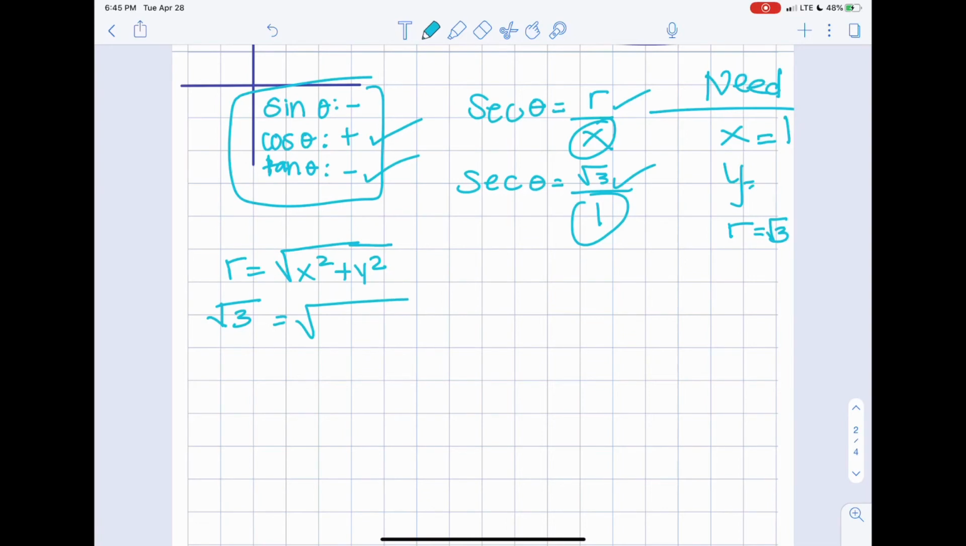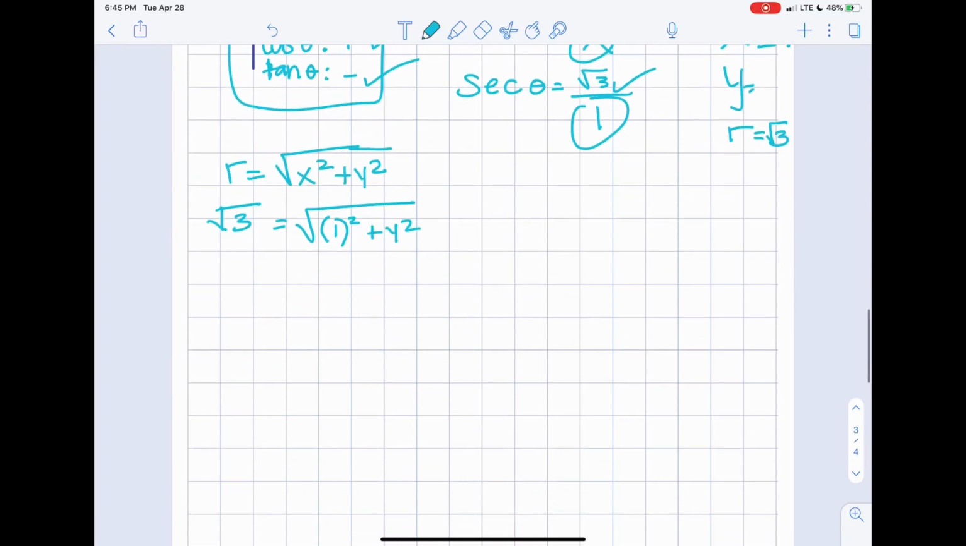And I know what x is. X is 1, so 1 squared. I don't know what y is, so I'm just going to leave it like that. But I have enough information here to actually solve for y. So square root 3 is equal to, and I'm actually going to work this piece out, 1 squared is just 1 plus y squared.